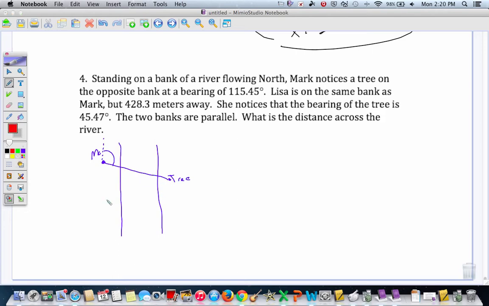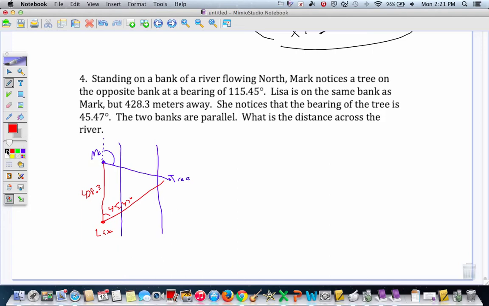Lisa is on the same bank as Mark, but 428.3 meters away. Now here's one of the reasons we read through the entire statement first, because she could be above him or below him, but because her angle is 45.47 degrees, Lisa is going to be down this direction. So she's 428.3 meters away, and Lisa is here. Her bearing, measured from the north line in a clockwise direction, this angle right here, is 45.47 degrees.